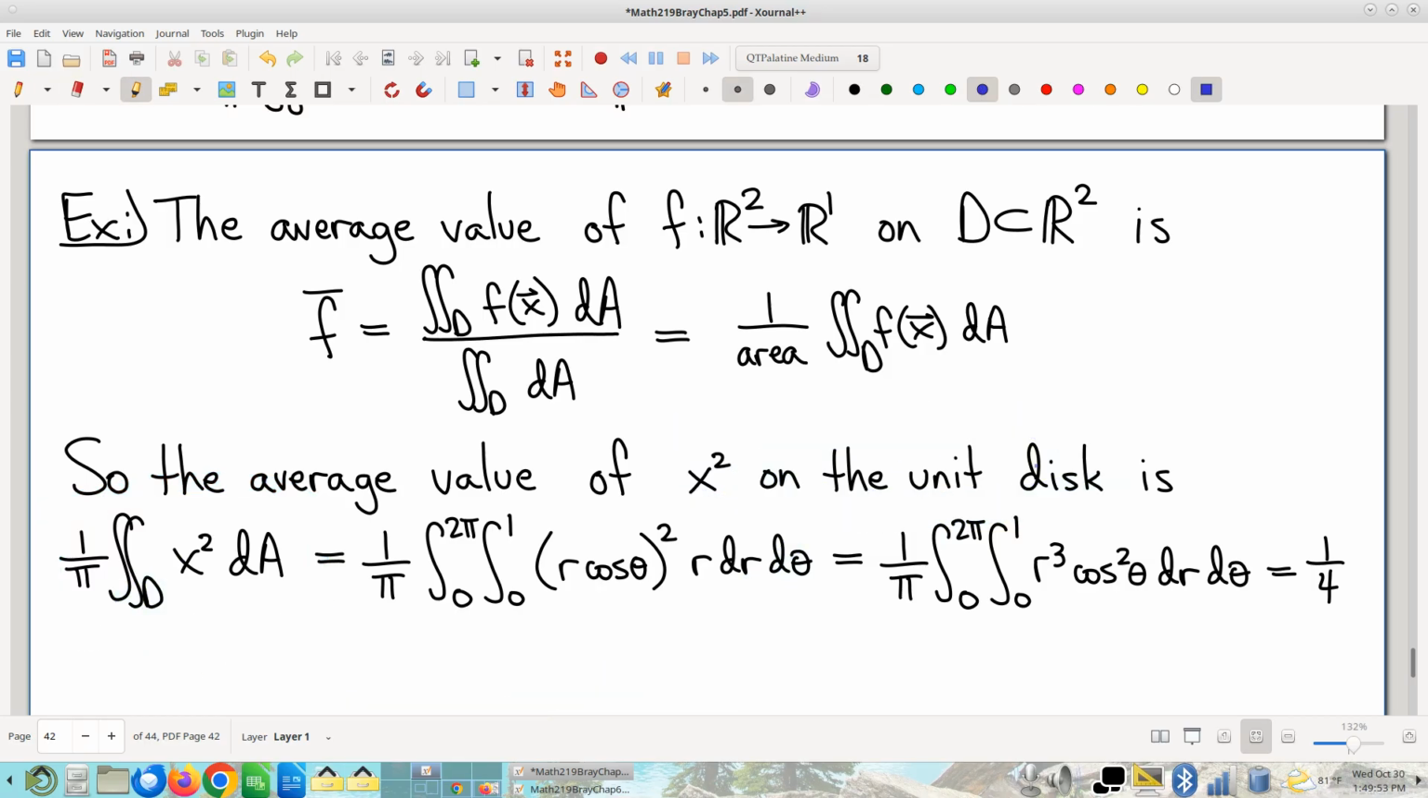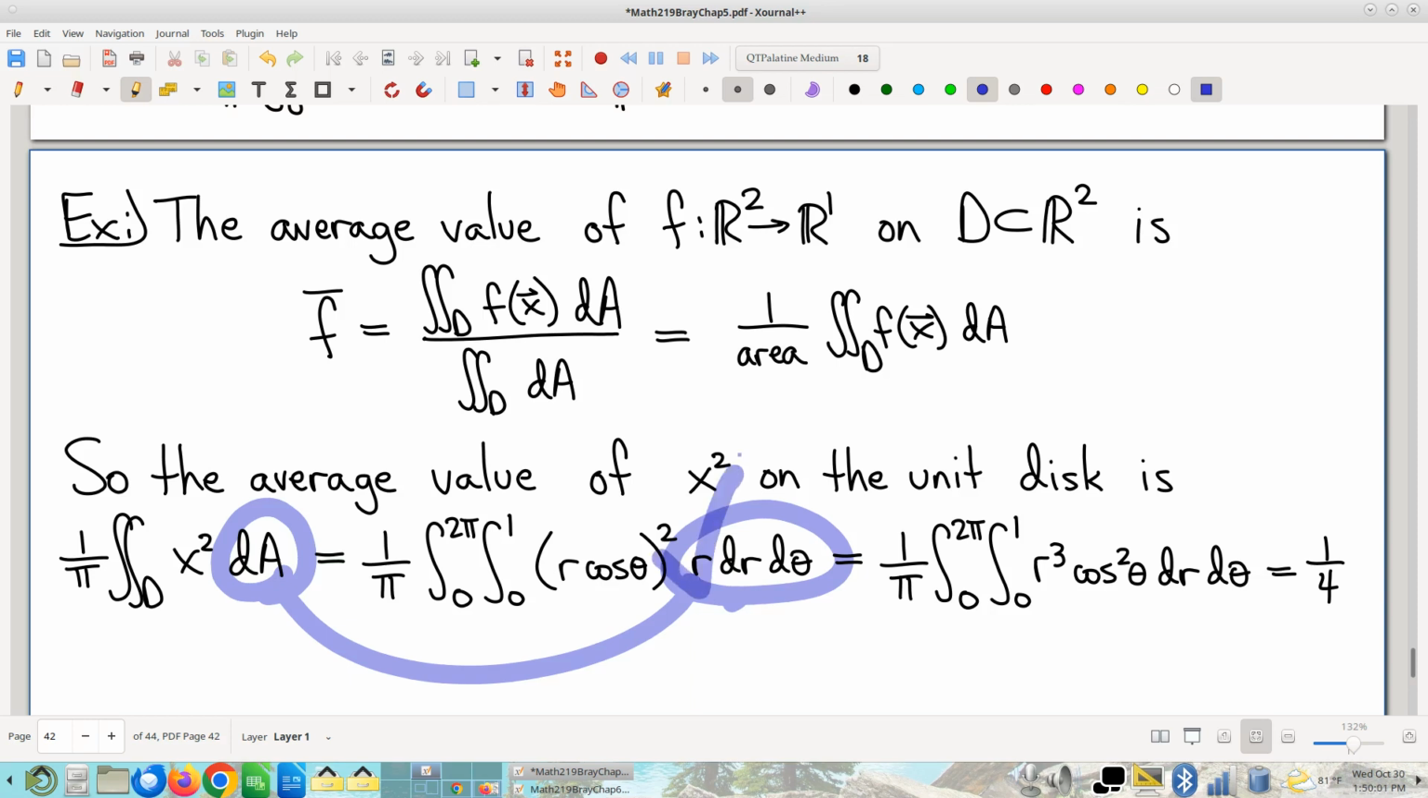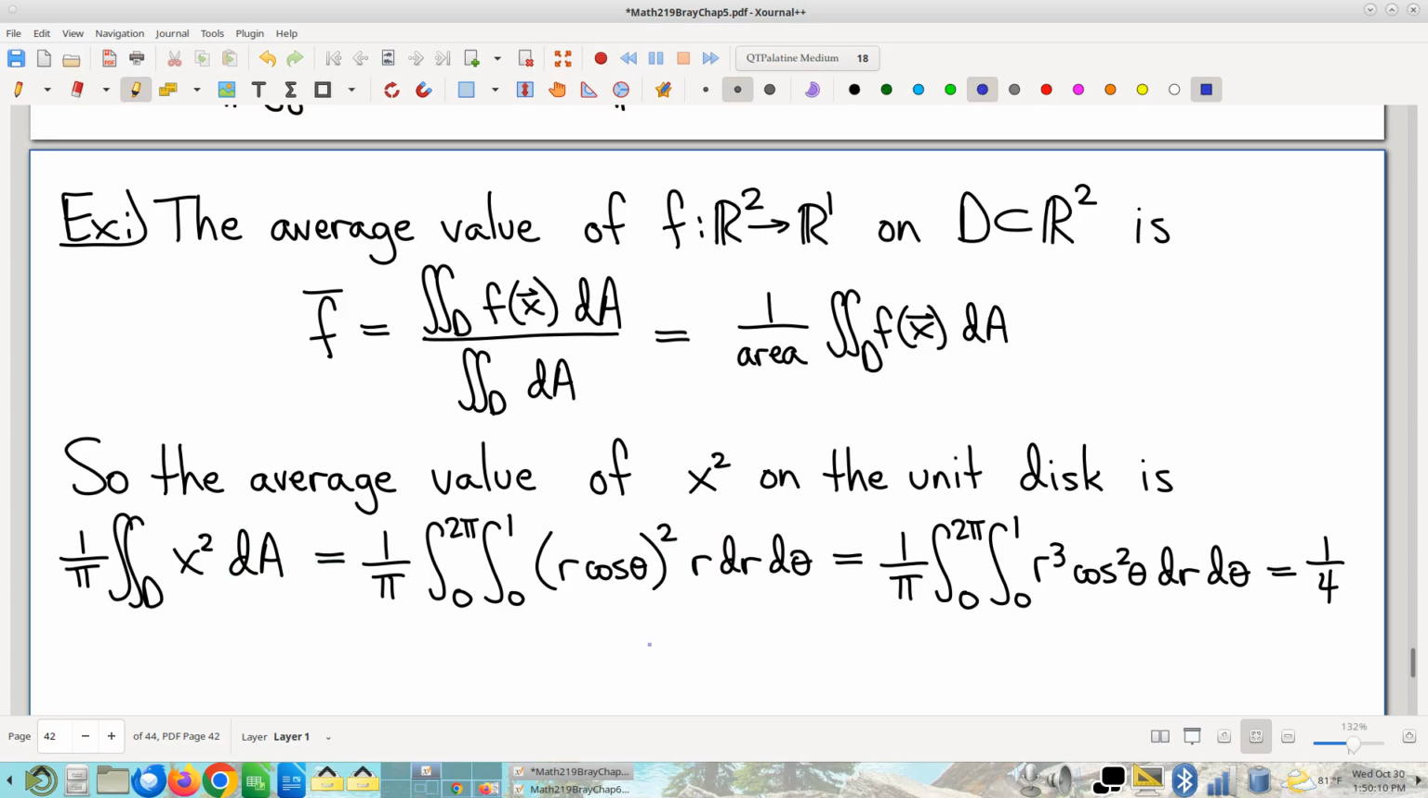So this works out very nicely. dA is r dr d theta, right? Don't forget that stretching factor, tremendously important, super easy to forget. Always write it down at the same time as you're writing your differentials. And the integral ends up being a pretty straightforward integral. The answer is 1/4. Kind of interesting. Everybody happy?